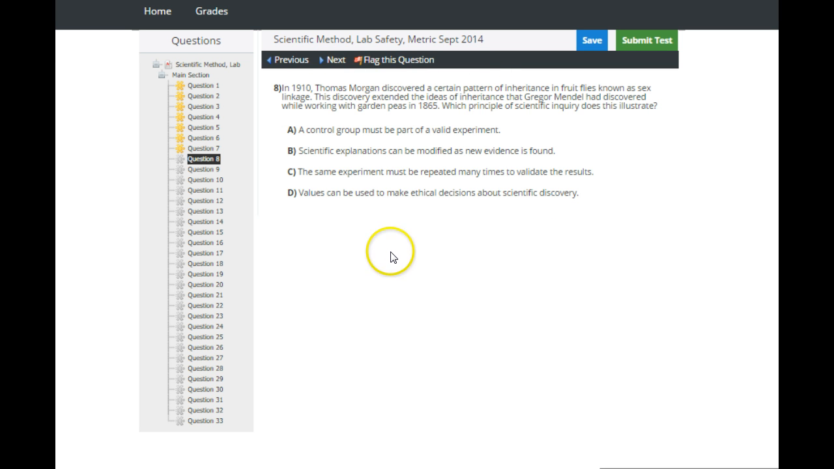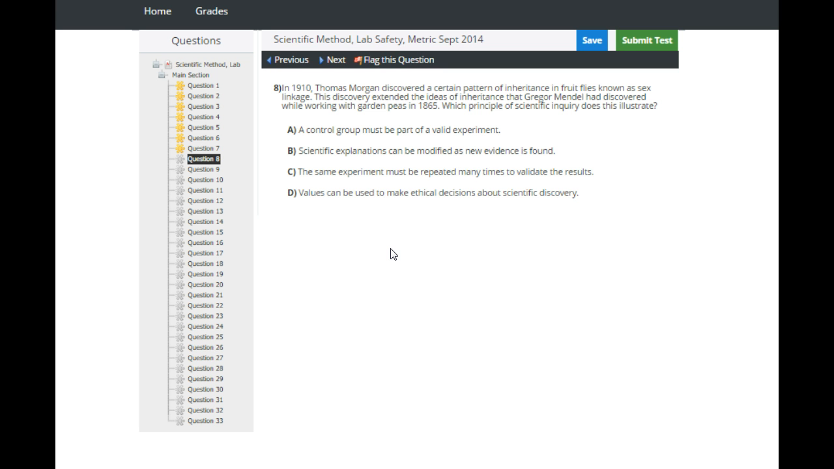Next one. In 1910, Thomas Morgan discovered a certain pattern of inheritance in fruit flies known as sex linkage. The discovery extended the ideas of inheritance that Gregor Mendel had discovered while working with garden peas in 1865. Which principle of scientific inquiry does this illustrate? This sounds so complicated because it's got these scientist names and these principles that we haven't talked about yet, but we're going to. And it's really not as bad as it seems.